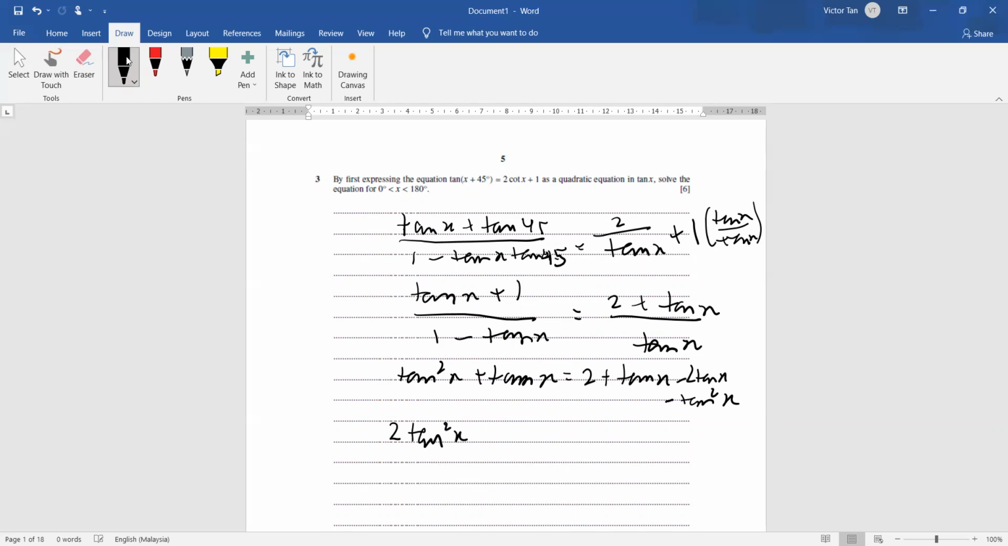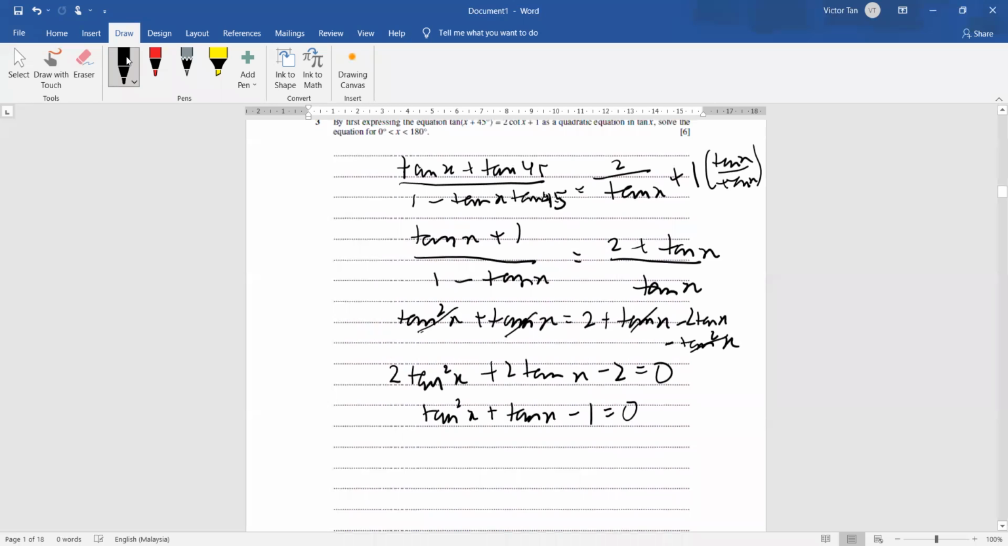So rearranging, you get 2 tan squared x, this tan x you can cancel, plus 2 tan x minus 2 equals 0. Simplifying, dividing by 2, you get tan squared x plus tan x minus 1 equals 0.